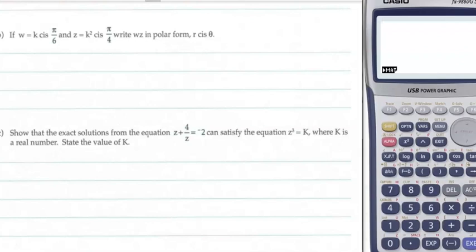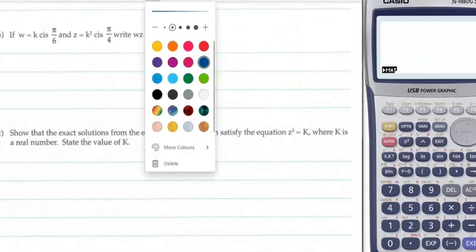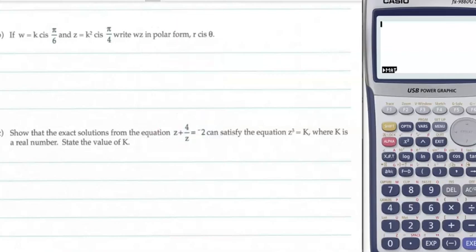For part B, we have, let me just get my pen here. We are multiplying together two complex numbers that are in polar form. So for WZ, it helps that these are already in polar form, because what happens is the modulus gets multiplied together, so k times k squared, and then we do cis, and the arguments get added together, like so.